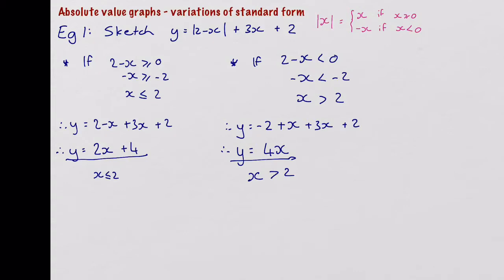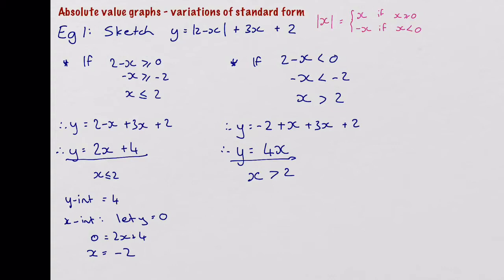Right, so let's look first at the sketch of this. So we know then that the y-intercept of this would be positive 4, because that's the c value. So we know that the y-intercept, let's write that down, is equal to positive 4. And for the x-intercept, we let y equal 0. Right, so we get 0 equals 2x plus 4, therefore x equals negative 2.